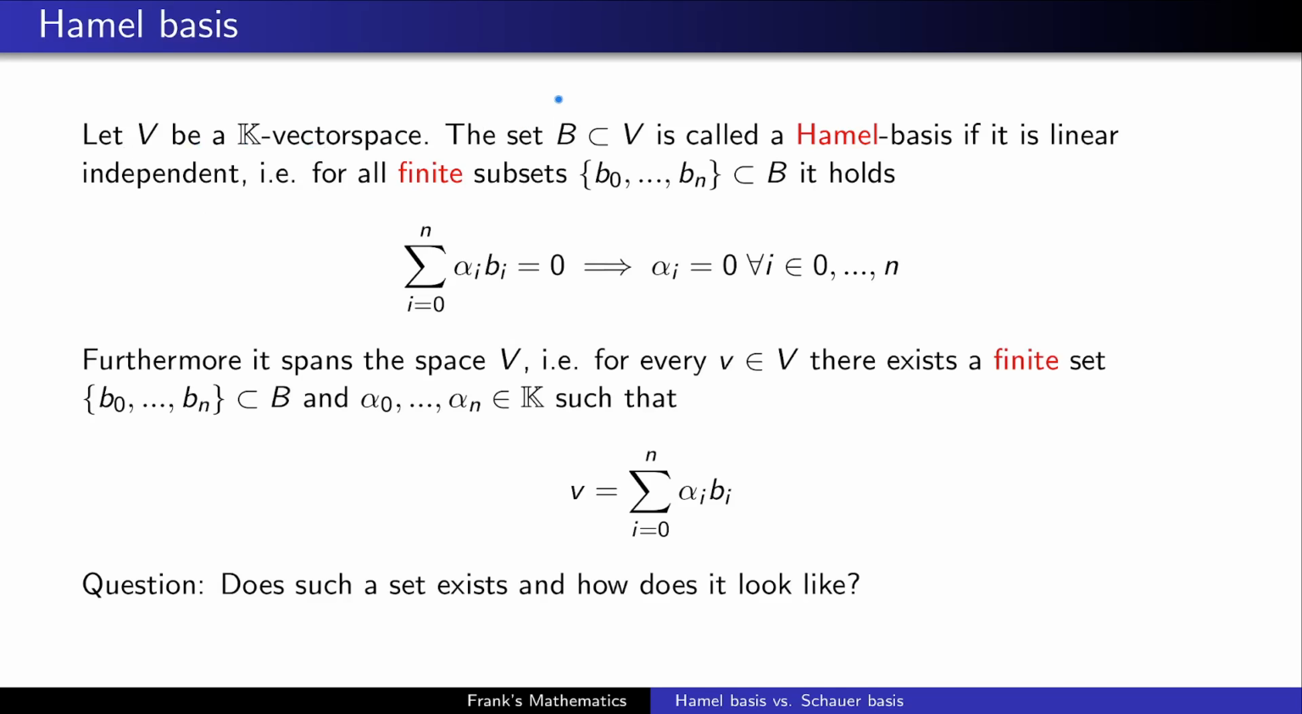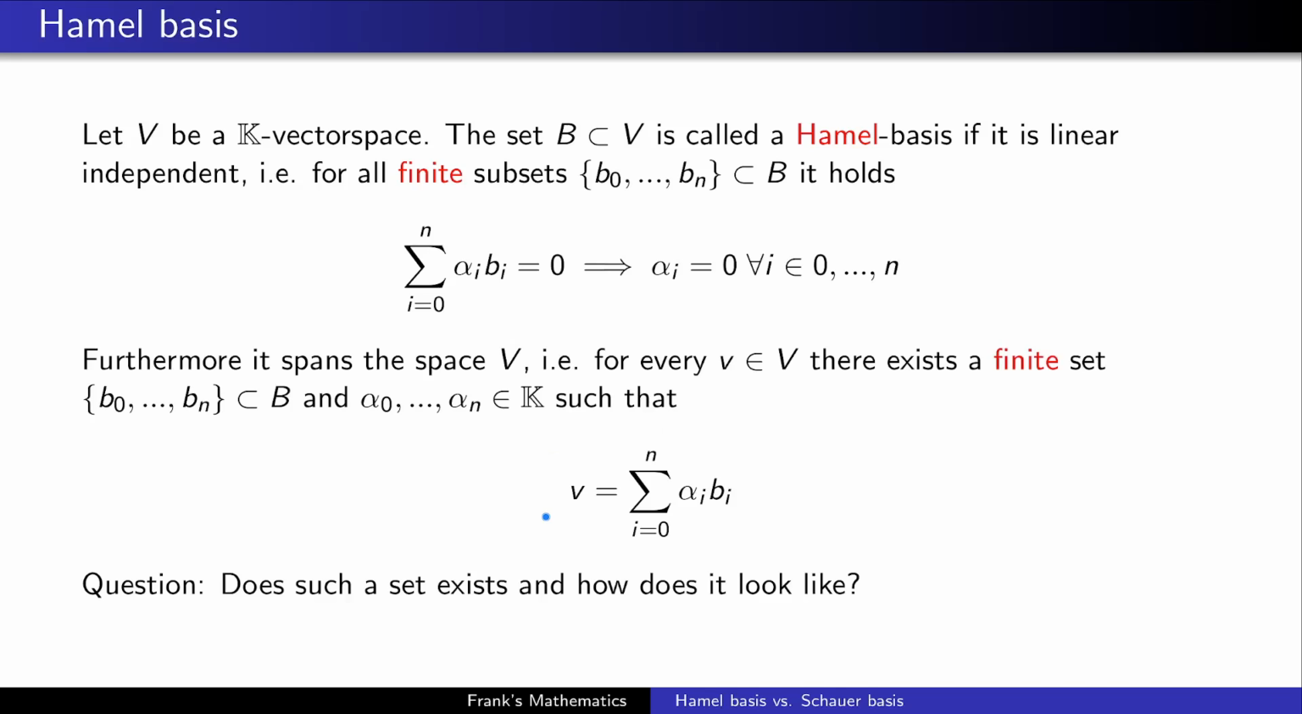We then call the set B a Hamel basis if it is, of course, linearly independent, meaning that all finite subsets, so this is important, must be linearly independent, meaning, well, you can see the definition here. Furthermore, it must span the whole space V, meaning that for every v in our vector space, there exists a finite set of vectors in our set B such that we can form this linear combination here.